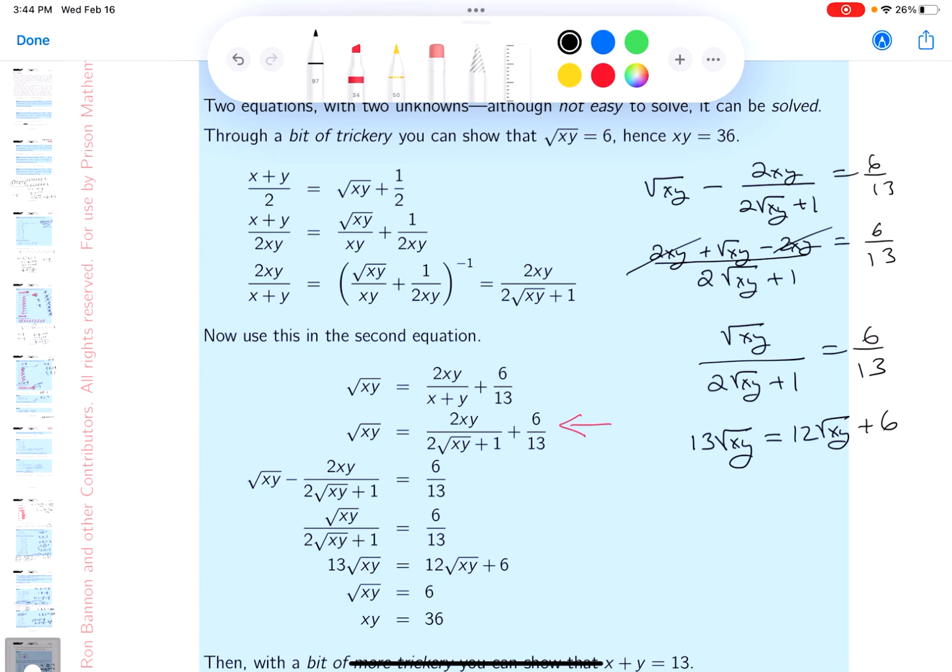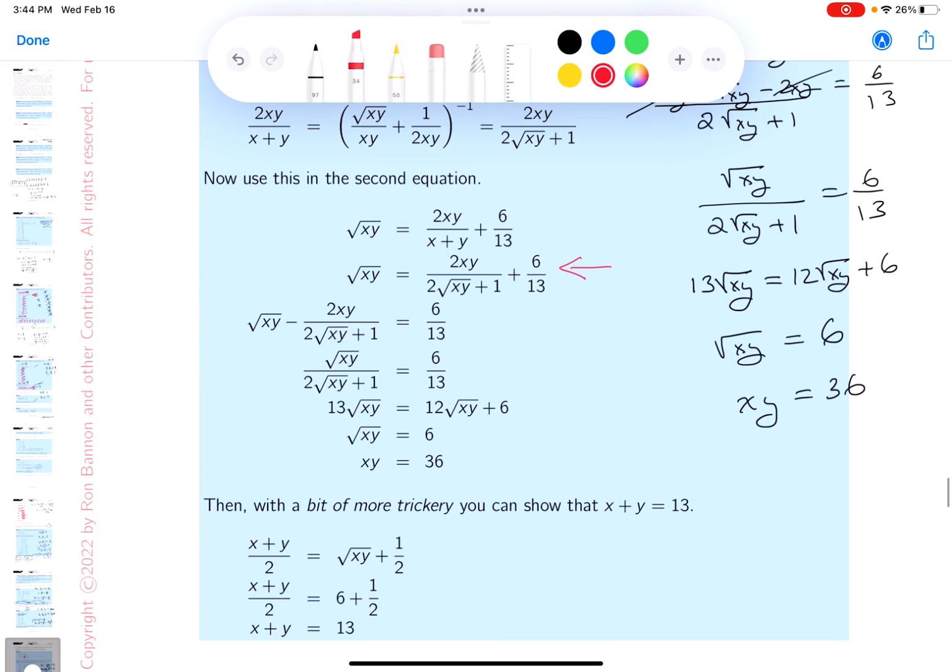Then I'm going to subtract 12 root xy from both sides, and what do you get? Root xy is equal to 6. What does that mean? xy is equal to 36. All right? Let me point out where this is in the key. I got this here, which is a miracle, and I got this here, which is another miracle.